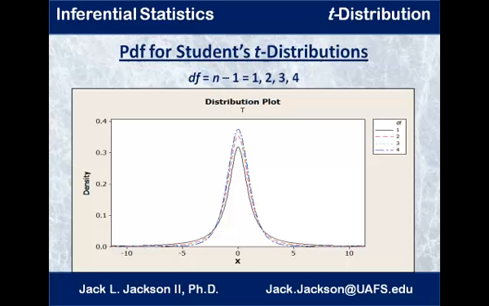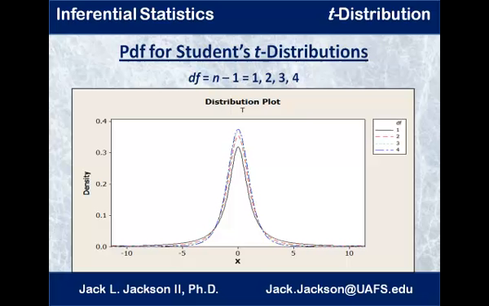Notice that they're all very similar to a normal curve. They're a bell-shaped curve. They're all centered on 0. Pretty much looks kind of like a normal curve when you just look at it. Kind of hard to tell it apart just by looking at it. But it's a little bit different than a normal curve, but very, very similar.